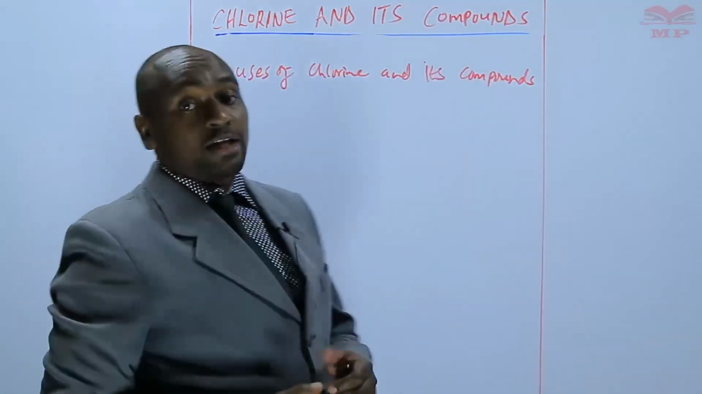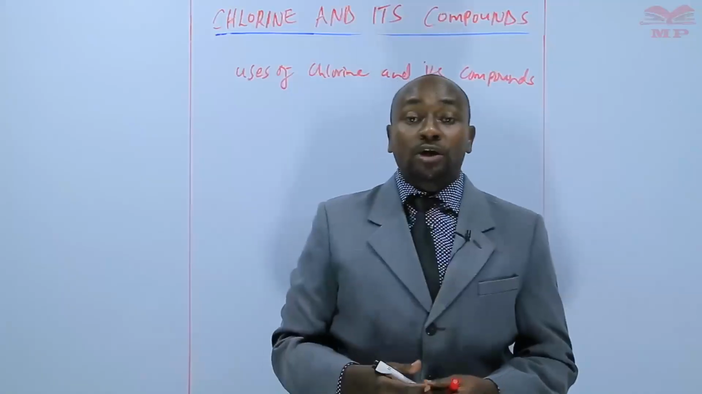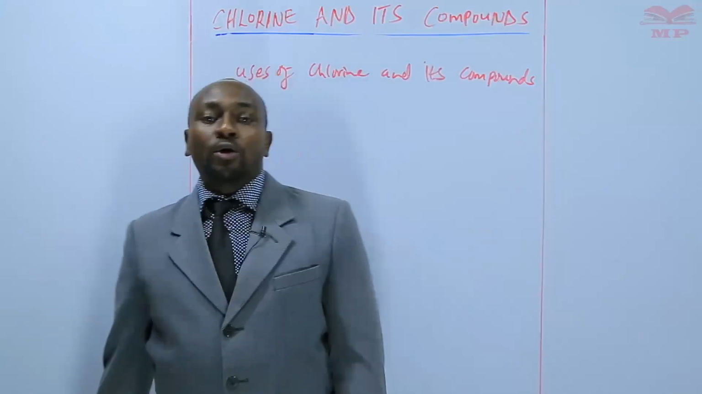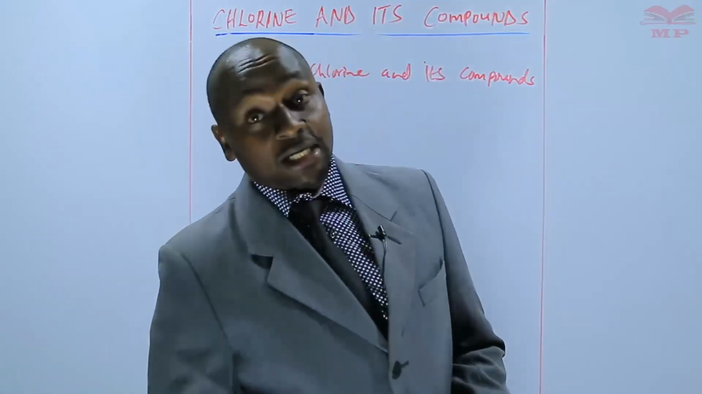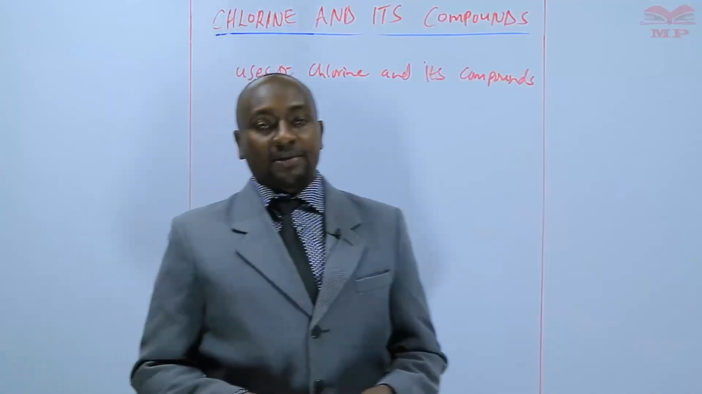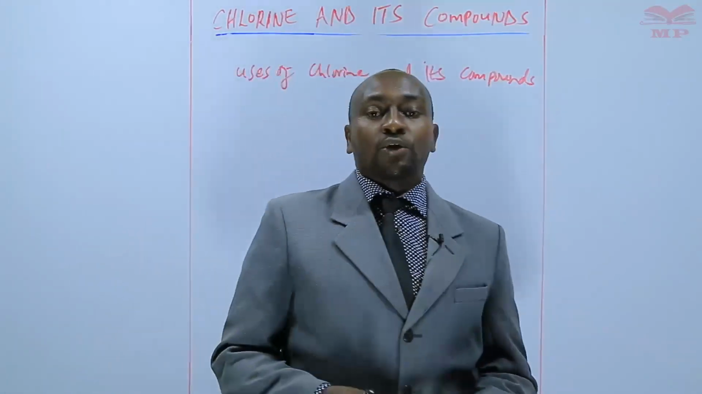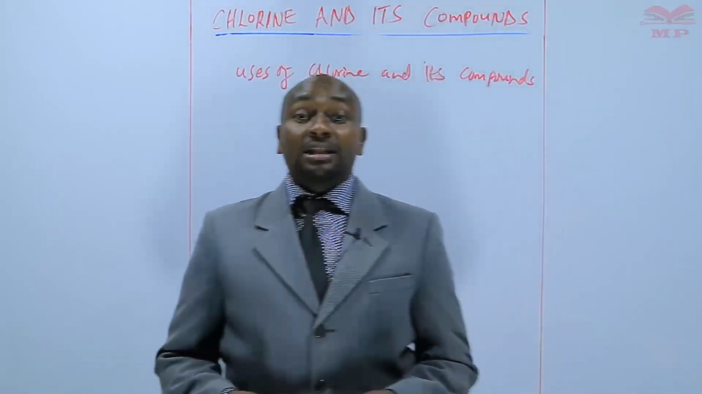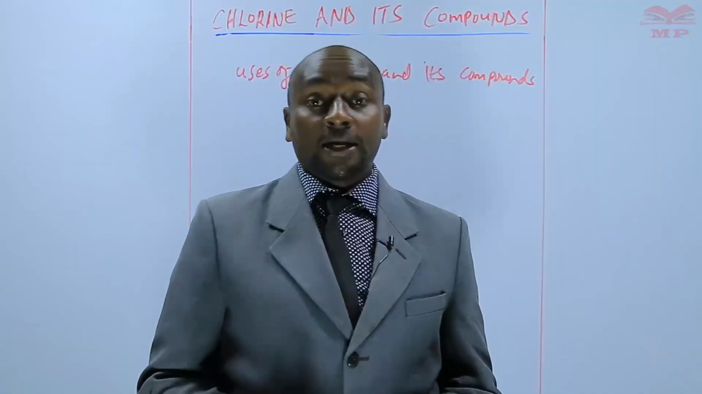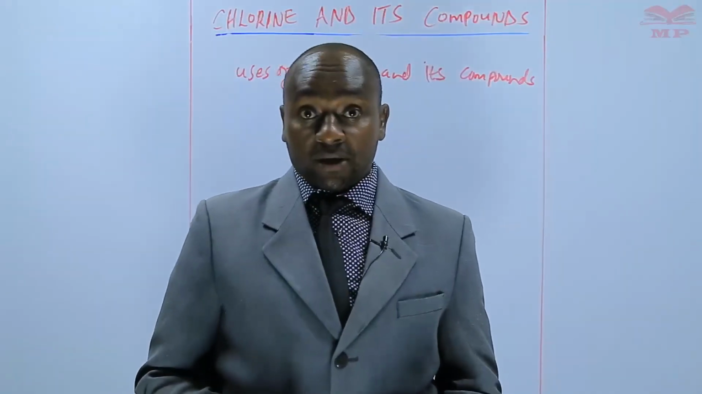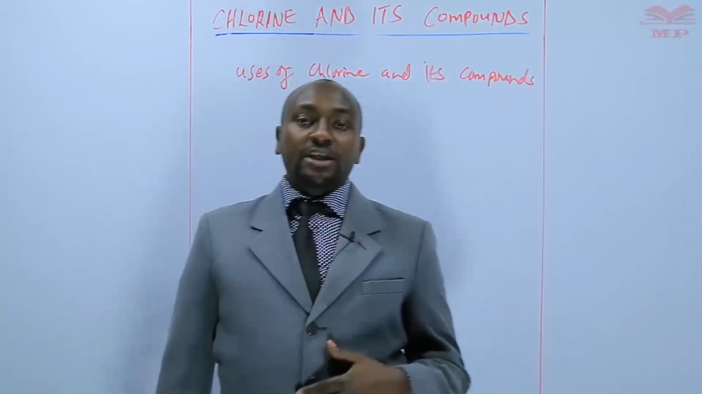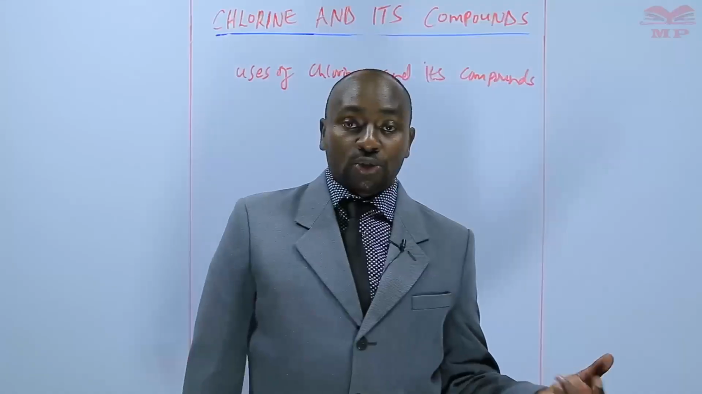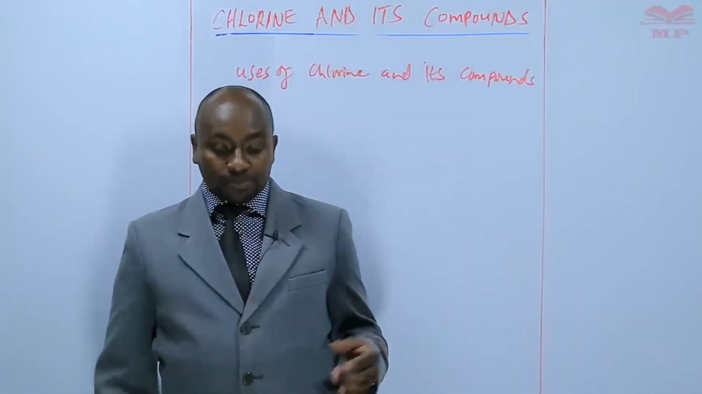So we have various uses to which chlorine is put. Some of them we have mentioned along the way. For example, when we mentioned that chlorine water has bleaching properties, in other words, that tells us that chlorine is used in the making of bleaching agents. And the bleaching agents that are made using chlorine bleach by oxidation. And bleaching by oxidation is more permanent as compared to bleaching by reduction. So chlorine bleaches by oxidation.